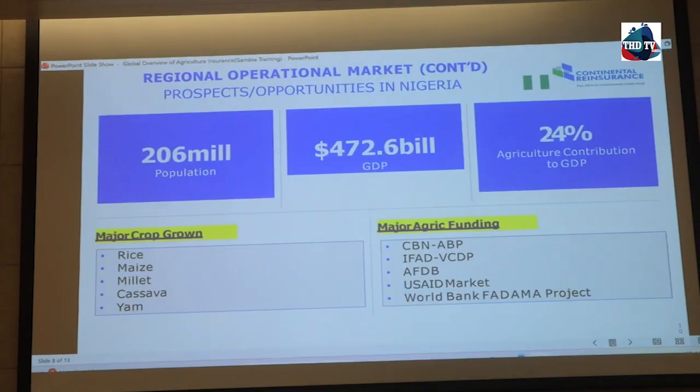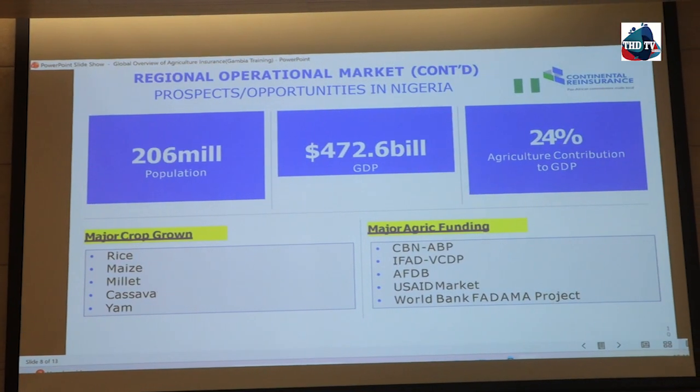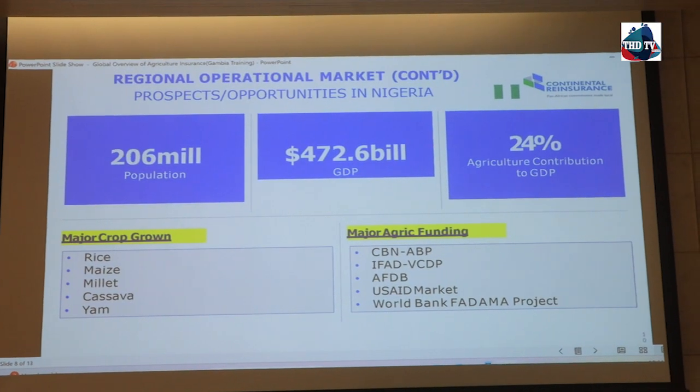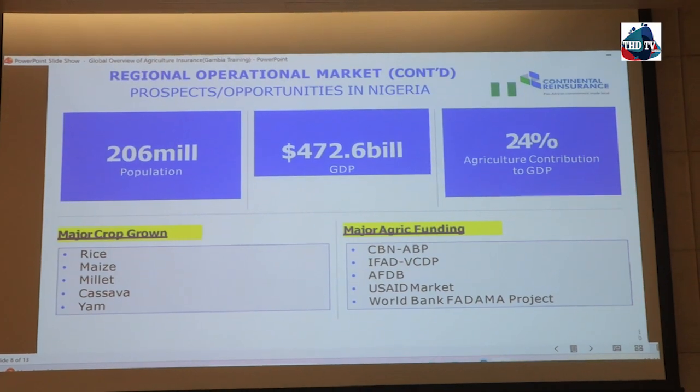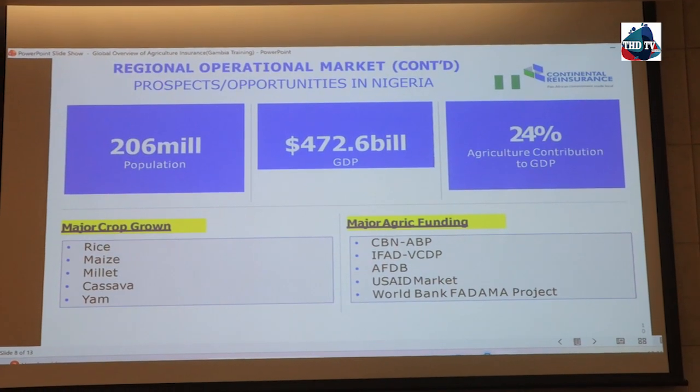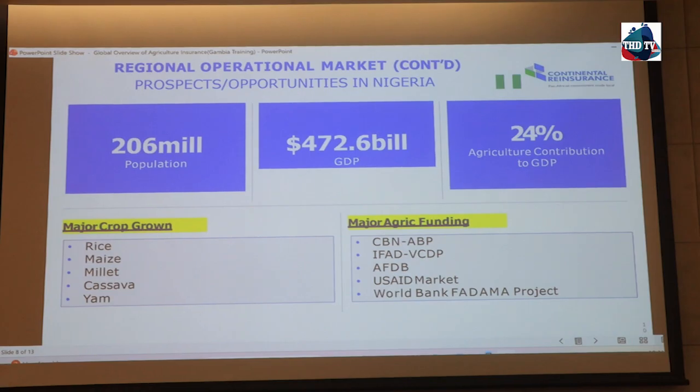So when you are measuring GDP, you measure the production in monetary terms, right? And the economy is measured, right? So that's what it means. In all these measures, agriculture accounts for 24% in Nigeria. These are the major crops grown in Nigeria, and these are the major agri funding supports. But since I'm not talking to you, please let me move to the next.